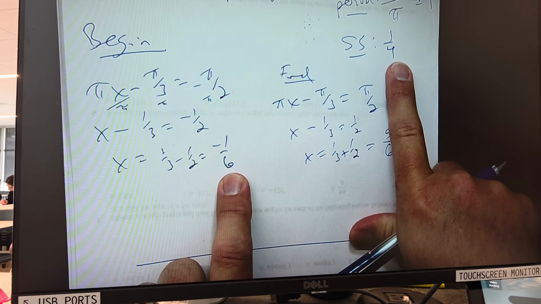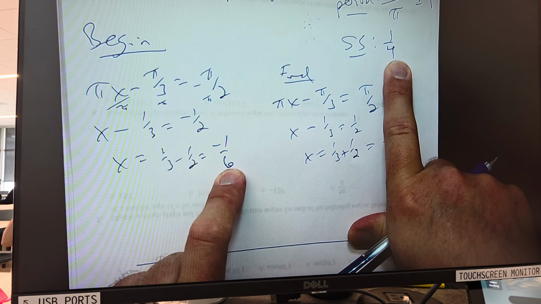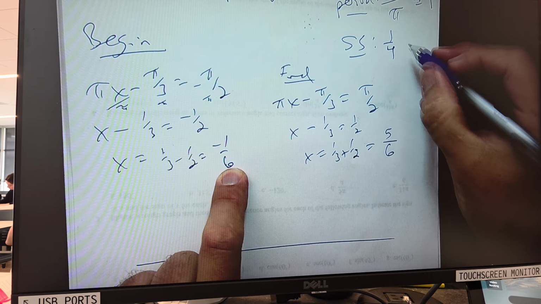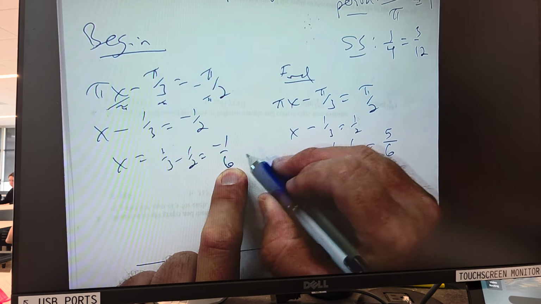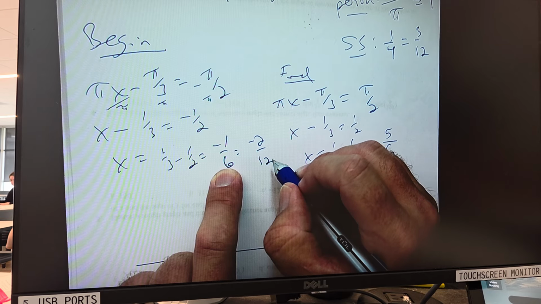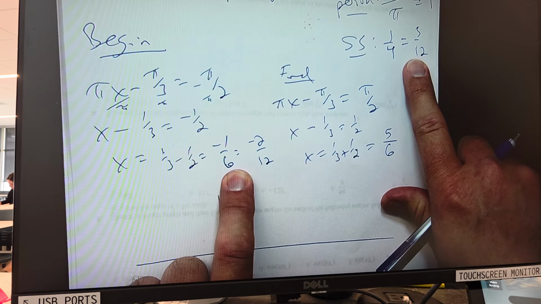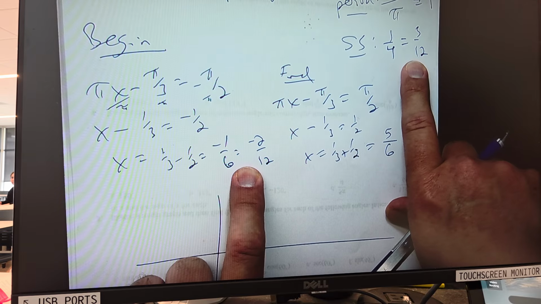What's the LCD between these two? Once I do this, you really see why I'm doing it. 12. So y'all agree this is 3/12? Yes? Do y'all agree this is -2/12? Just do you agree with that by itself? Some of you are looking at it like, what are you doing? But just do you agree with that as being a true thing?